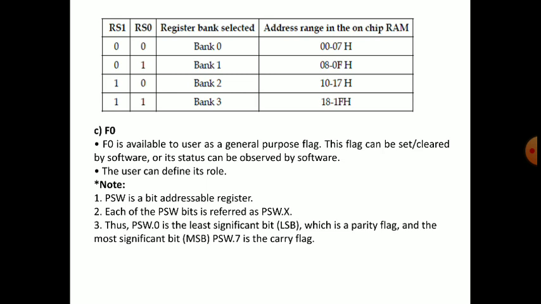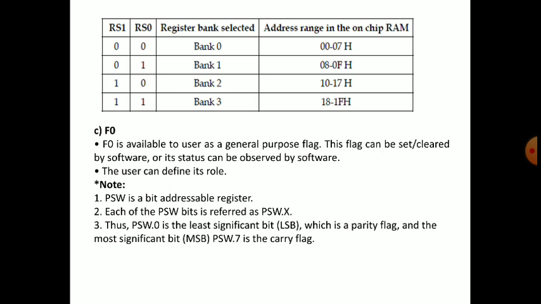In the note section, PSW is a bit addressable register. This is important. Till now we have seen the accumulator register, B register, and registers R0 to R7. Those are not bit addressable. Unless we mention that a register is bit addressable, it will be byte addressable only. Each of the PSW bits is referred to as PSW.x, that is PSW.0, .1, .2, up to .7.